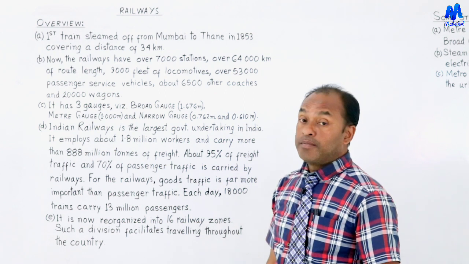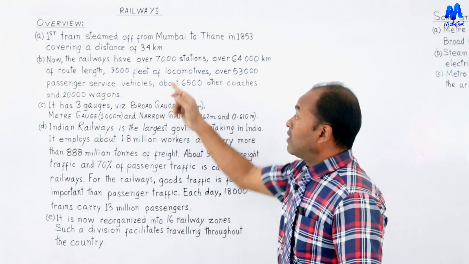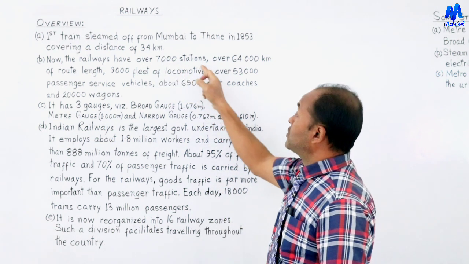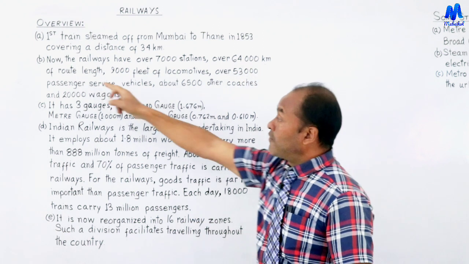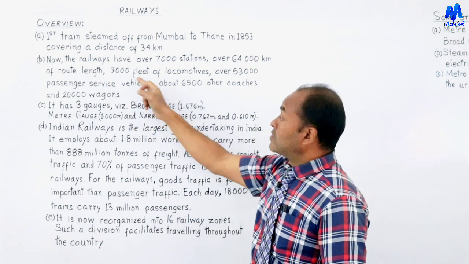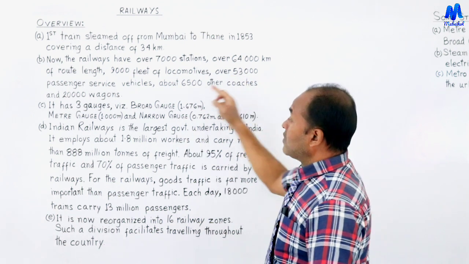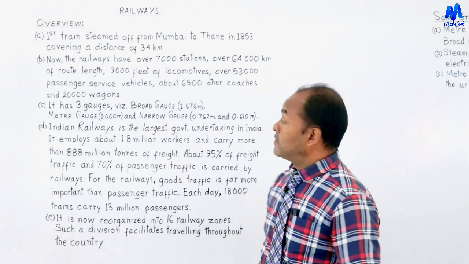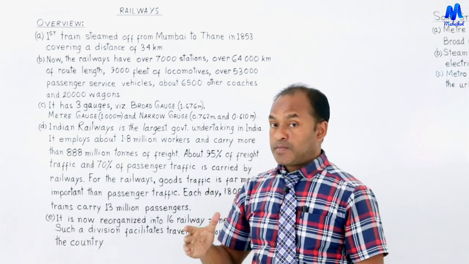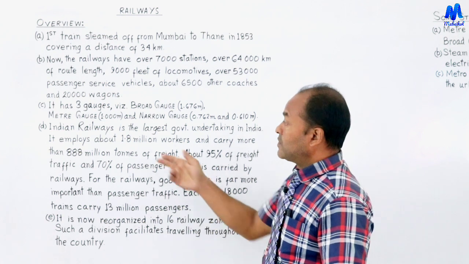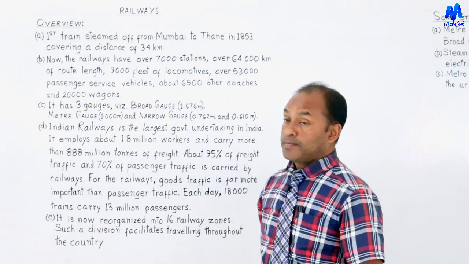In number B, it tells that nowadays we have over 7,000 stations, over 64,000 kilometers of route length, 9,000 locomotives, over 53,000 passenger service vehicles, about 6,500 other coaches, and more than 20,000 wagons.